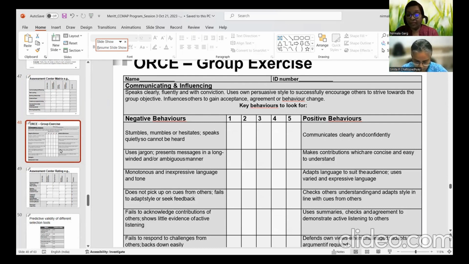Okay. Provided your bars, your indicators, you have created those bars where your negative behaviors and positive behaviors are given very well, so that you can anchor whatever has been observed in the right scale. Okay. Sure.